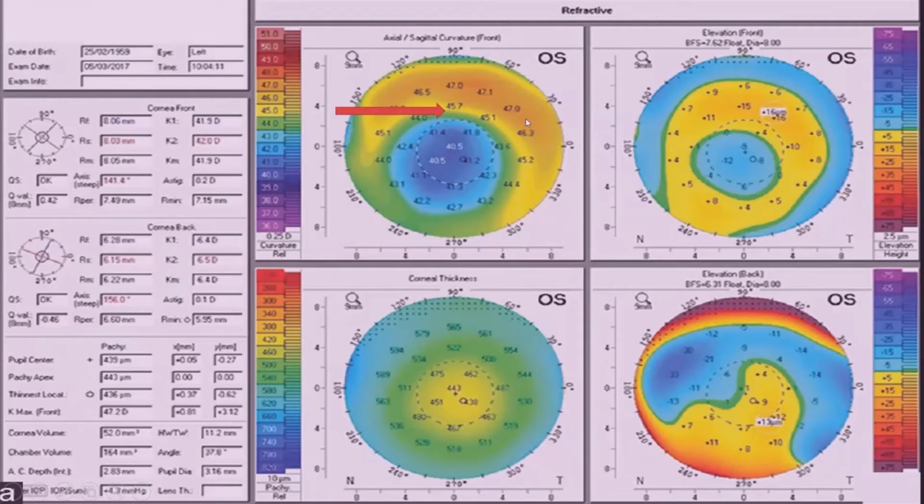We can see that the peripheral area here, the red-blue ring margin, has a keratometry of 47. I could get confused between this and post-Lasik ectasia. But by looking at the elevation, there is no corresponding elevation at the area of the high keratometric readings. And the Q value as well is not highly minus. It's again plus 0.42.